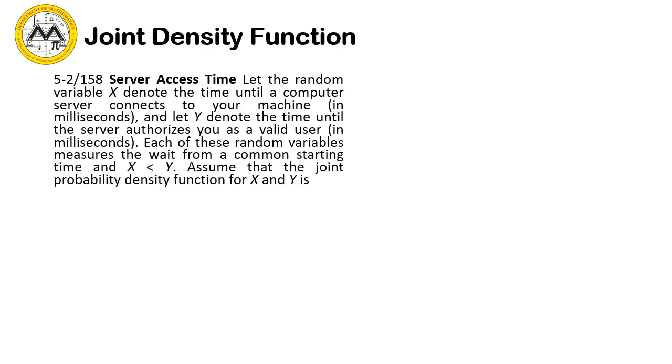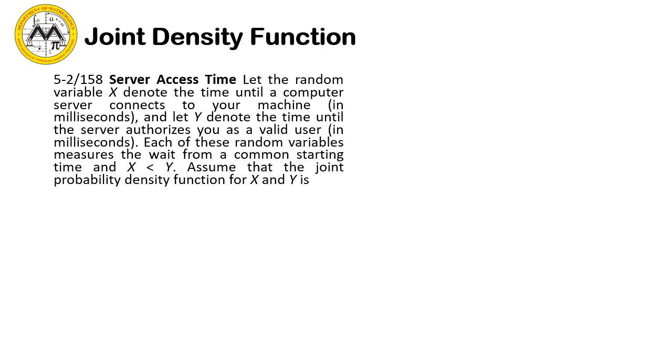As an example, let the random variable x denote the time until a computer server connects to your machine in milliseconds, and let y denote the time until the server authorizes you as a valid user. Each of these random variables measures the wait from a common starting time, and x should be less than y.